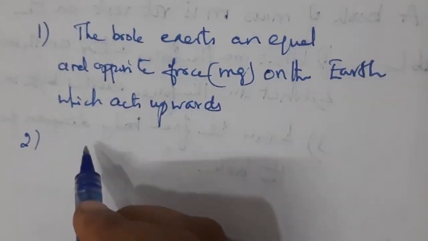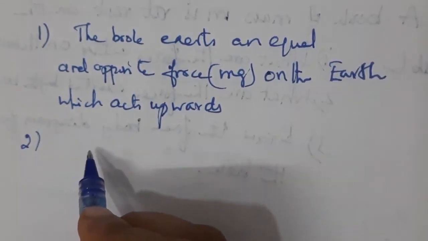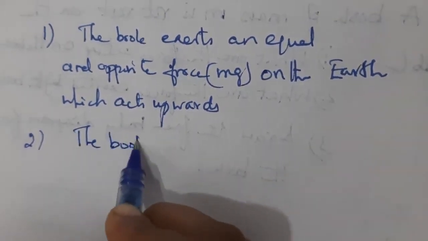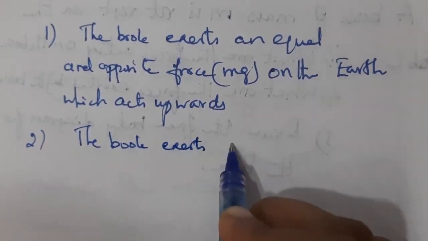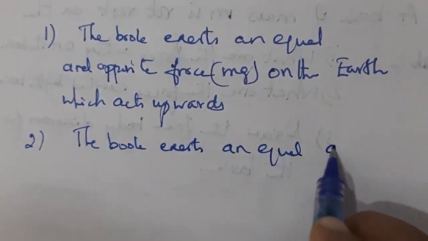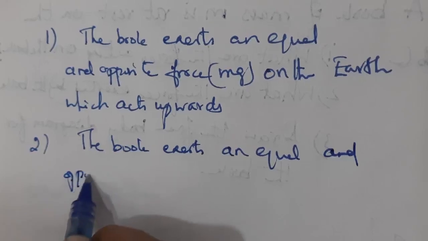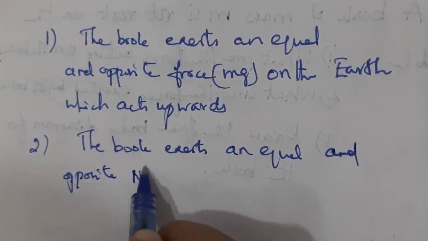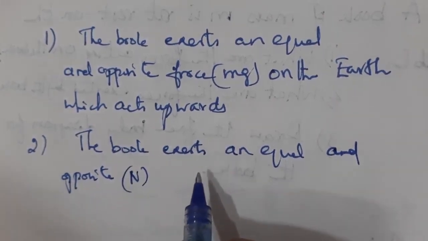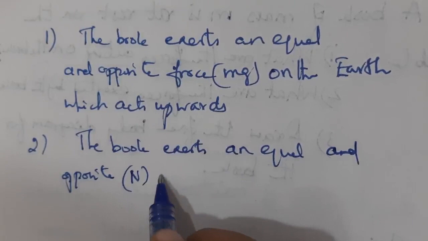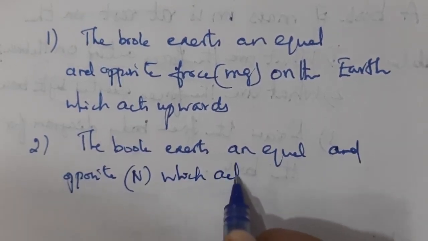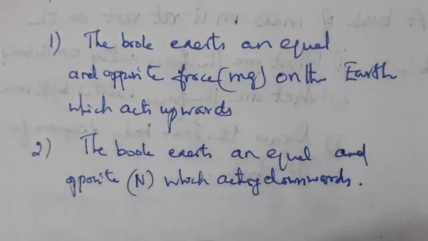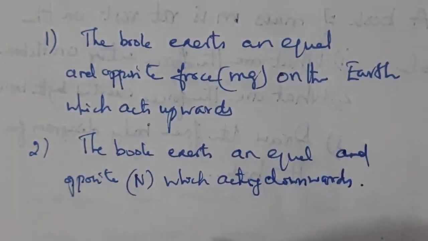Second reaction force. The book exerts a force which is equal and opposite to the normal force. The book exerts an equal and opposite force to the normal force on the surface of the table, which is acting downwards. So these are the two reaction forces.